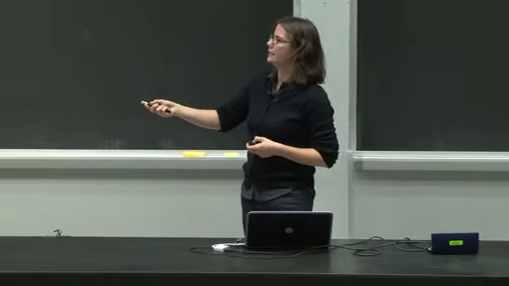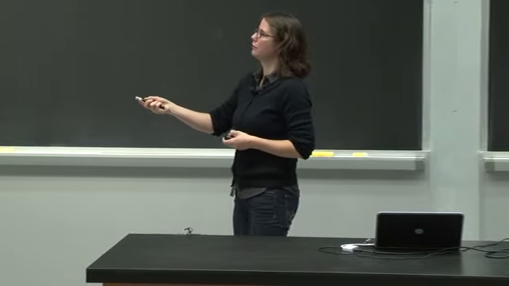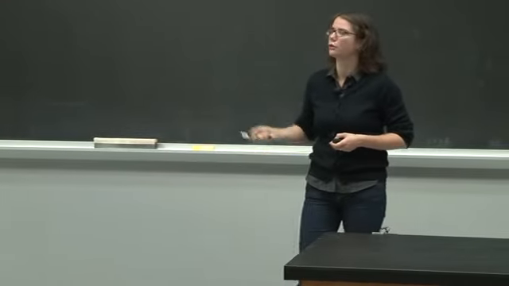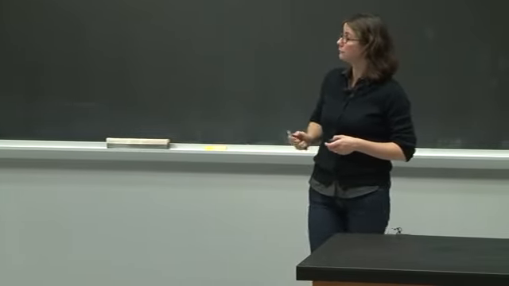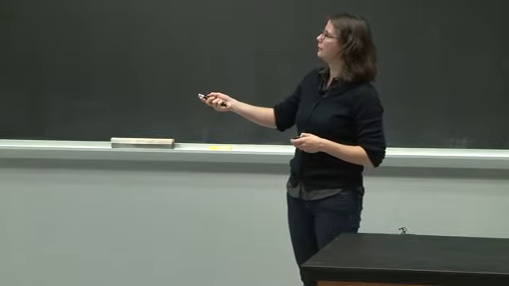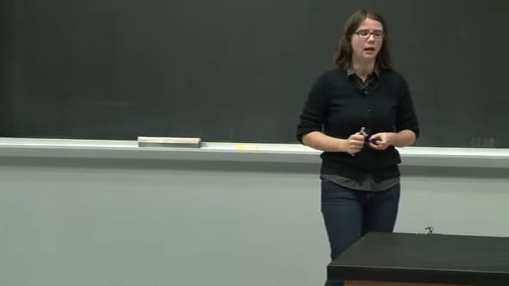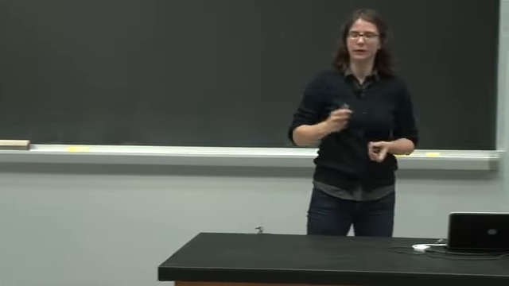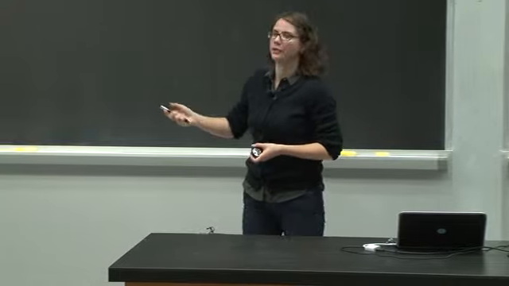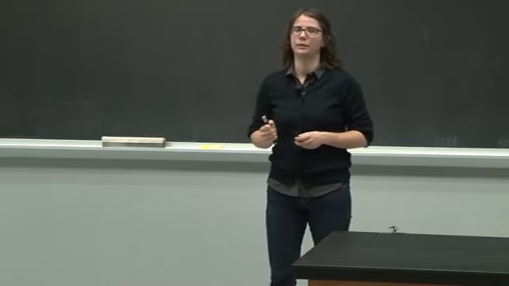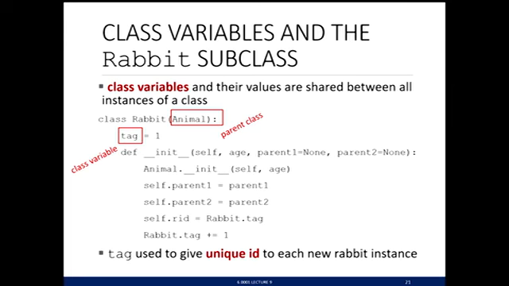Inside the init, this tells us how to create a rabbit object. I'm going to give it self as usual, an age, and then two parents. Don't worry about the two parents for now. Inside the init, I'm going to call the init of Animal, because Python already knows how to initialize an animal for me, so let's do that. That's going to set the two data attributes, name and age. I'm going to set the data attributes for parent1 and parent2 for a rabbit to be whatever's passed in.